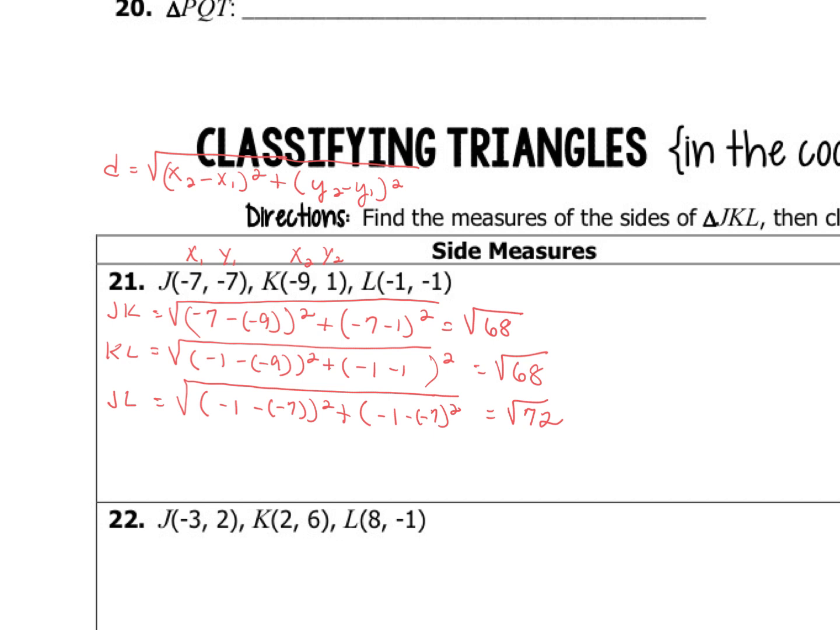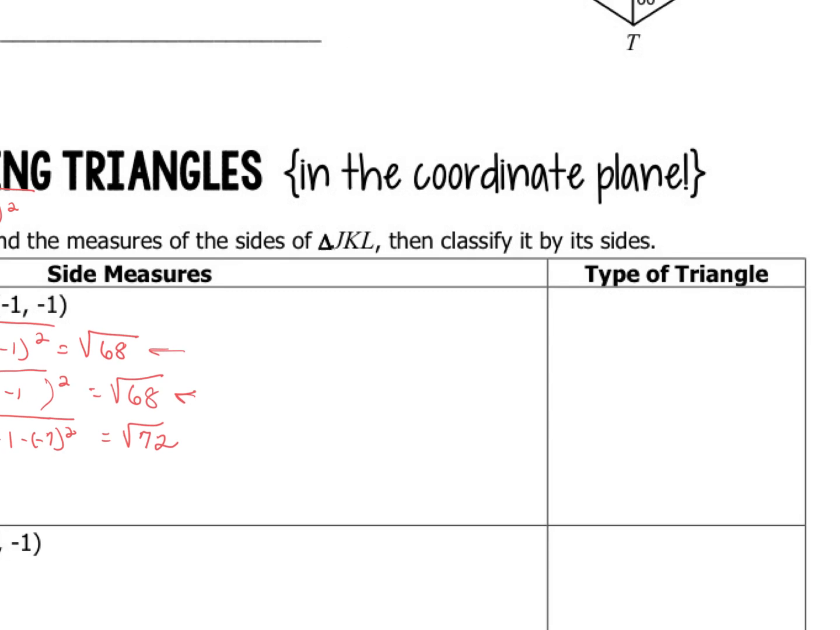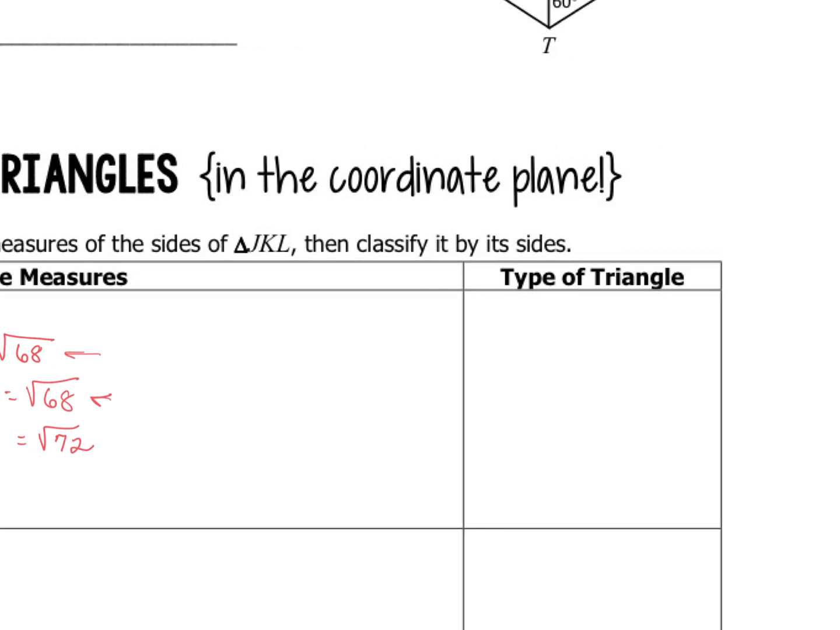And you're going to classify this by looking at your definition. So the definition that fits this is isosceles triangle, where you have two congruent sides. This is a side and this is a side, and they're congruent. They're the same measure, so this is an isosceles triangle.